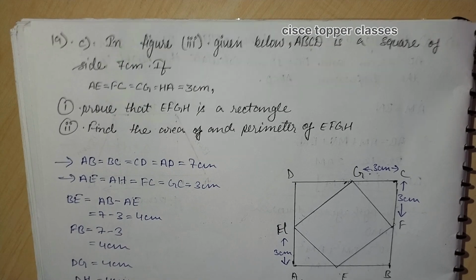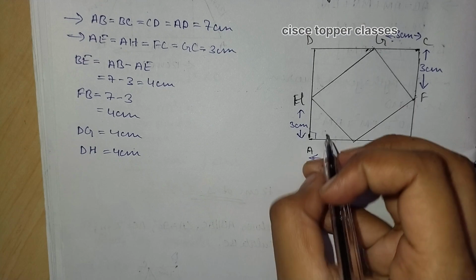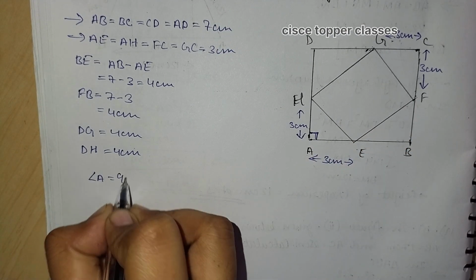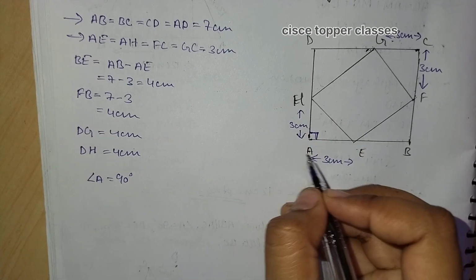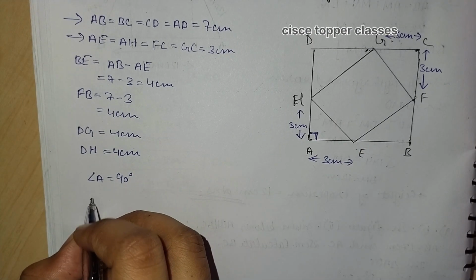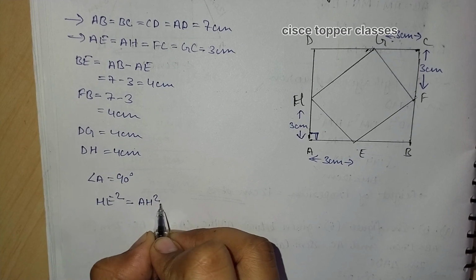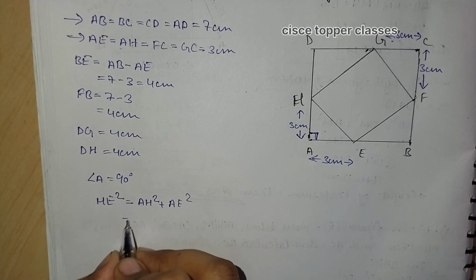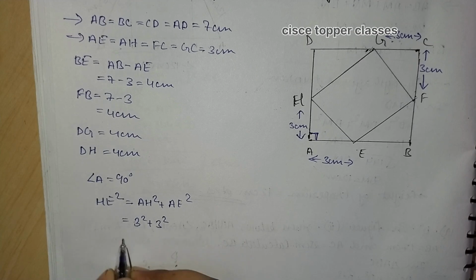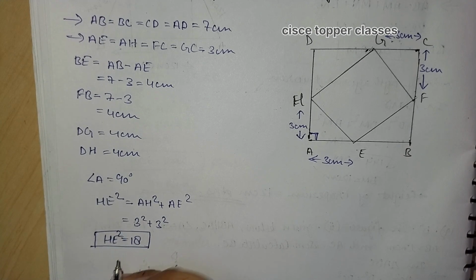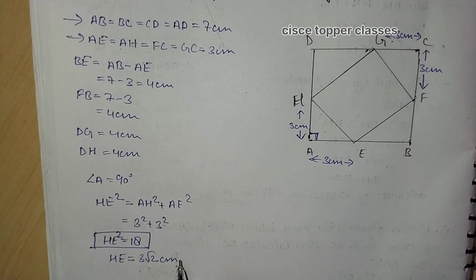Now as this is 90 degrees, because it is a square, so as angle A is equal to 90 degrees, we can say that in triangle AHE we can write the value of HE. So HE square is equal to AH square plus AE square. This we can write as 3 square plus 3 square. So 9 plus 9 will be 18. So HE square is equal to 18. Now we can write the value of HE by taking the square root as 3 under root 2 centimeters.